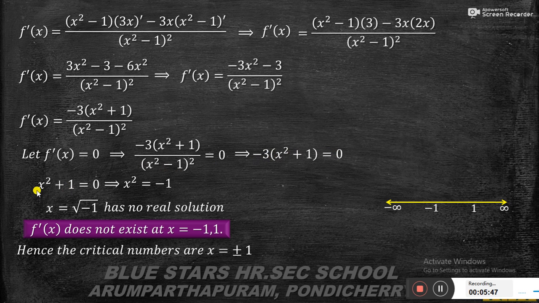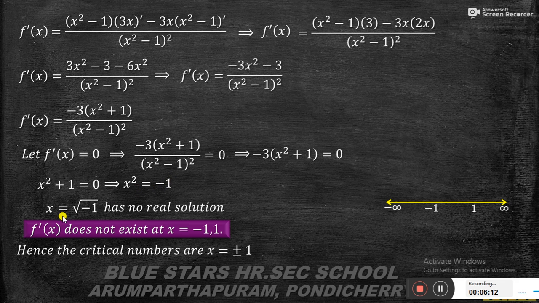So the next step, x square plus 1 equal to, minus 3 is not equal to 0. So there is only one factor here, x square plus 1. Minus 3 is a number not equal to 0, so we take only the variables. So x square plus 1 equal to 0 means x square, this plus 1 written on the right hand side, is minus 1. So x equal to, this square written on the right hand side is square root.